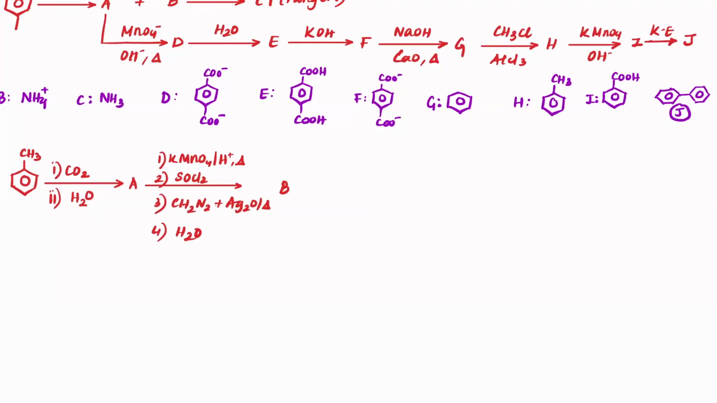Clear? And B, I'm treating with NaOH, CaO and heat. I'm getting this as C. Got it. C, I'm treating with Cl2 excess and H nu to get this as D.